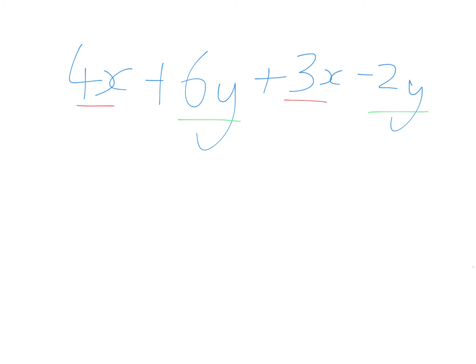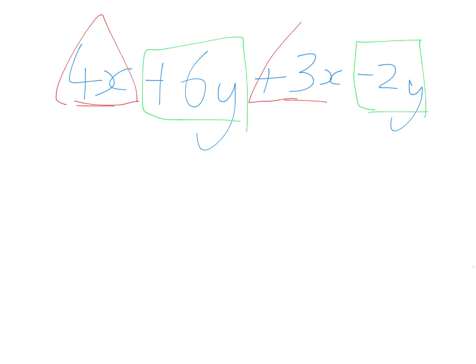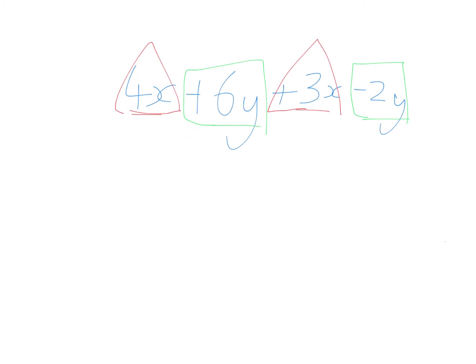So the first step that I like to do here is what I've already just done. I've underlined like terms in the same color. I've underlined my x's in red and my y terms in green. If you do not have different colored pens, some people like to draw boxes around one type. So for example, they might draw a box around the y's and triangles around the x's. So that's another method that some people like to use. Once you've done enough of these, you may not need to do it that way, but it can be helpful to keep track of which terms can be added with other ones.